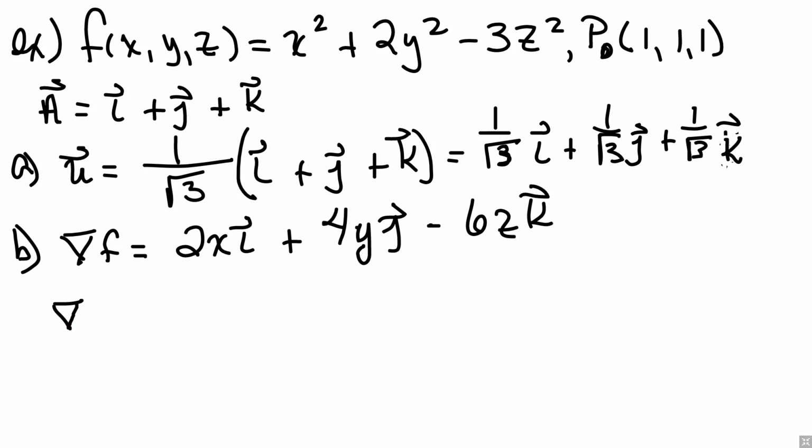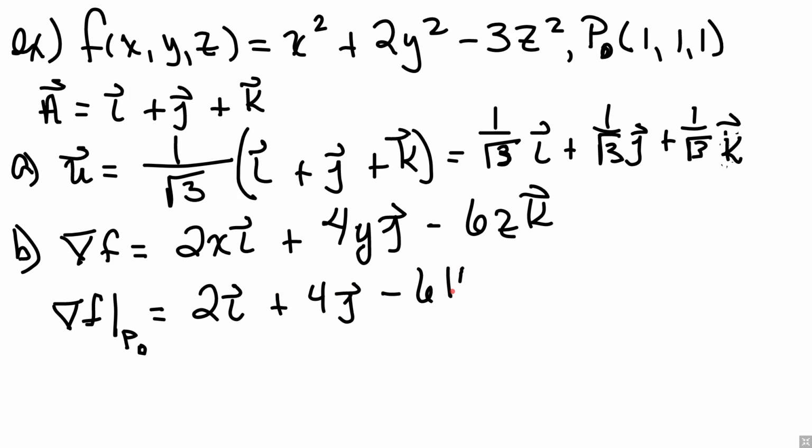So if we evaluate the gradient at p sub 0, considering that all the values are 1, so this makes it pretty nice. So it's going to be 2 in the i direction plus 4 in the j direction minus 6 in the k direction. Any questions there?